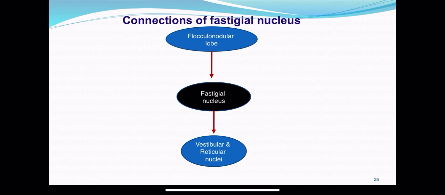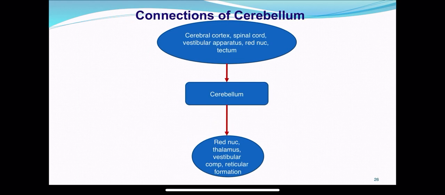Coming to connections of fastigial nucleus, since we said it's concerned with the archicerebellum, the flocculonodular lobe, which is the component of cerebellum responsible for the older connections or oldest part of the cerebellum, sends the impulses to fastigial nucleus, and from there to vestibular and reticular nuclei.